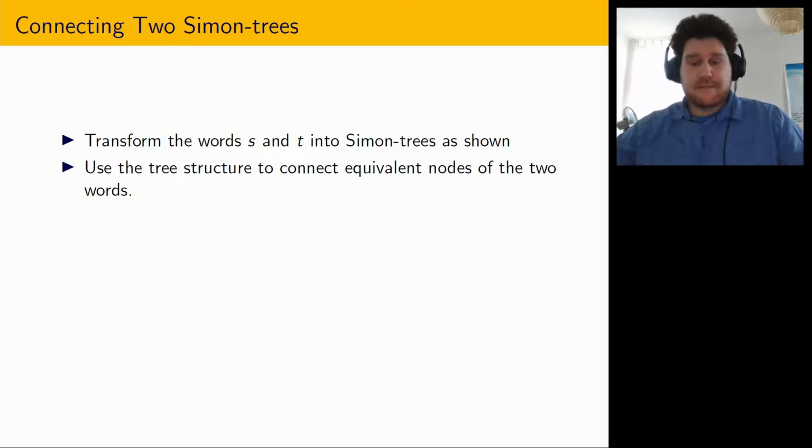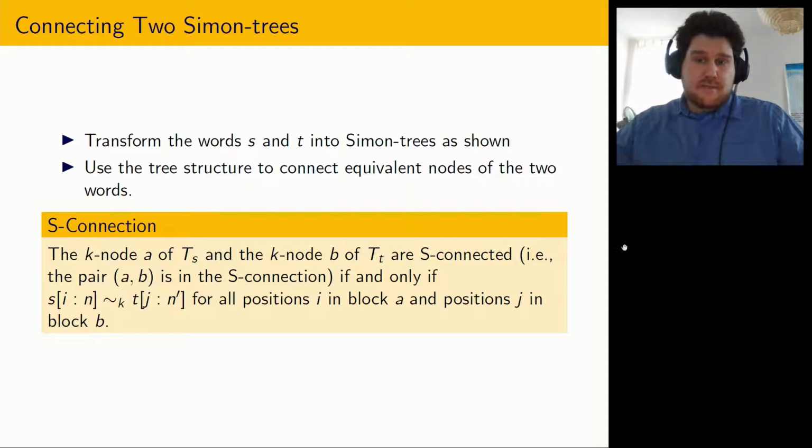Yes, thank you. We'll start, of course, by building the 2 trees corresponding to the words S and T, respectively, and then connect the nodes of these trees by a special connection we have called Simon connection, or for short, S connection. The S connection is basically just an extension of the Simon equivalence itself, but now we compare a block of one word with another block of the other word. But we do it the same way by saying that the suffix starting at any position inside of one block should be k equivalent to the suffix starting at any position of the other block.